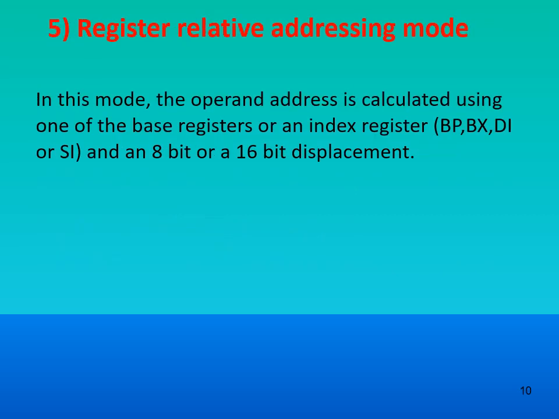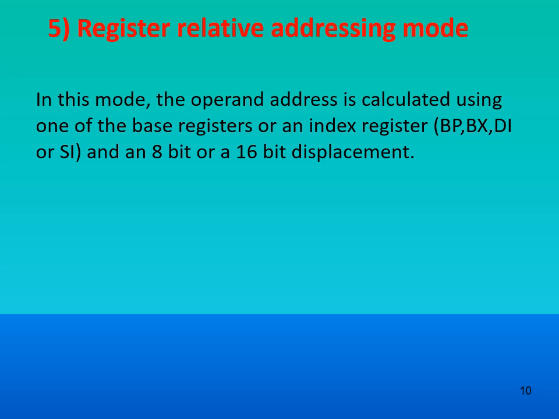The fifth one is register relative addressing mode. In this mode, the operand address is calculated using one of the base registers or index register and an 8-bit or 16-bit displacement. We have two input parameters here. We have a register and also we have a displacement.